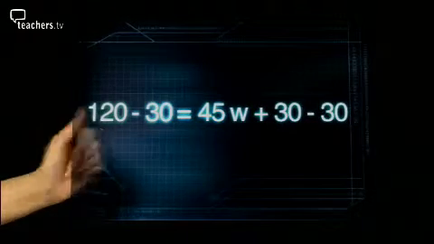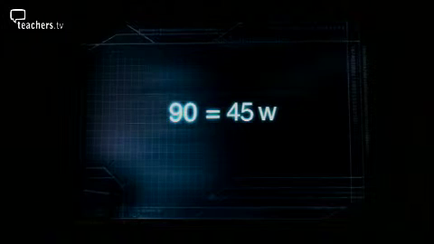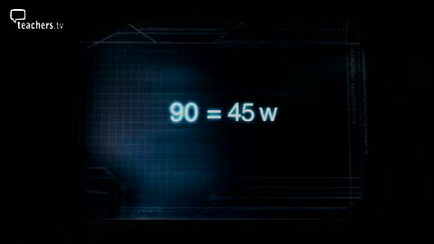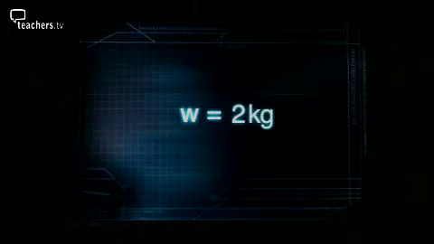And if we simplify, that gives us 90 equals 45W. And let's divide both sides by 45. And that gives us W equals 2 kilograms. But what if we want to find the weights for lots and lots of different times? Well, we need to find one formula where W is the subject. So we need an equation that starts W equals.